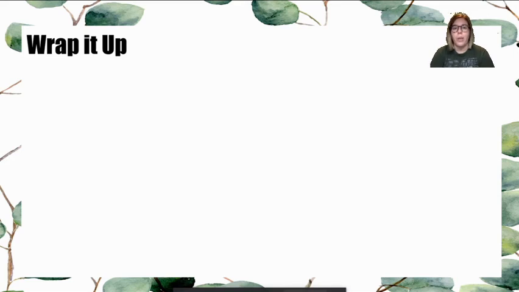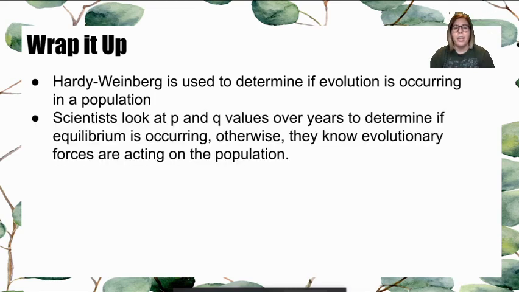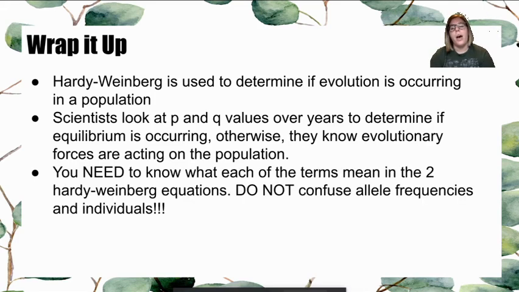So you calculated them using your Hardy-Weinberg equilibrium equations. You got that the genes should be split 0.5 and 0.5 for dominant and recessive, but then in the actual population, they noticed that it's 0.7 and 0.3, right? So the ones that you calculated did not match what they observed in nature, therefore the population is not in equilibrium. So remember, we're trying to determine if evolution is occurring or not. They look at the p and q value over multiple years to determine if it's in equilibrium. Otherwise, they know the evolutionary forces are acting on that population.